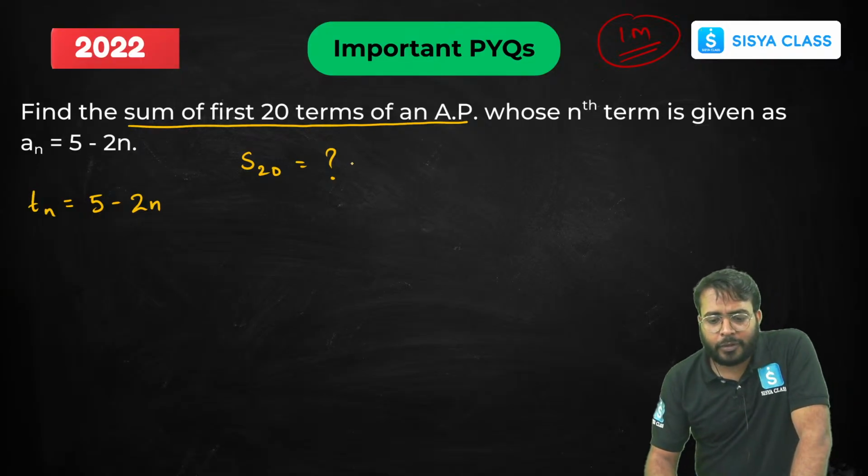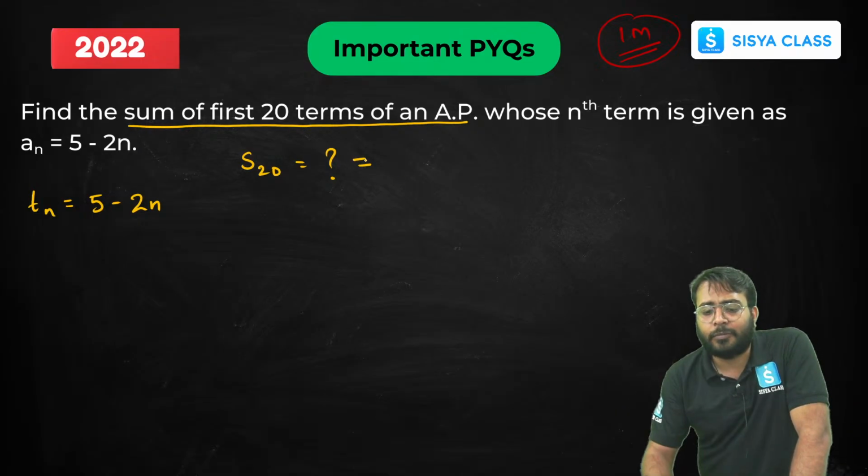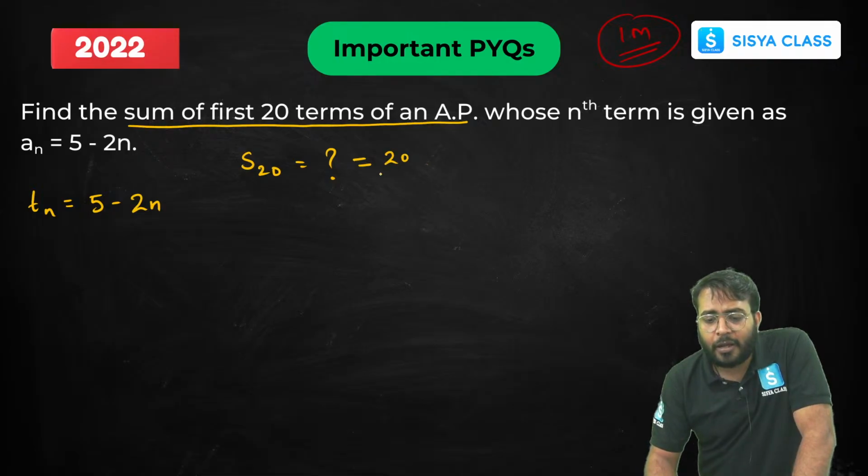Acha, what is the 20th term? The sum is 20 by 2 into 2a plus n minus 1 into d, right?